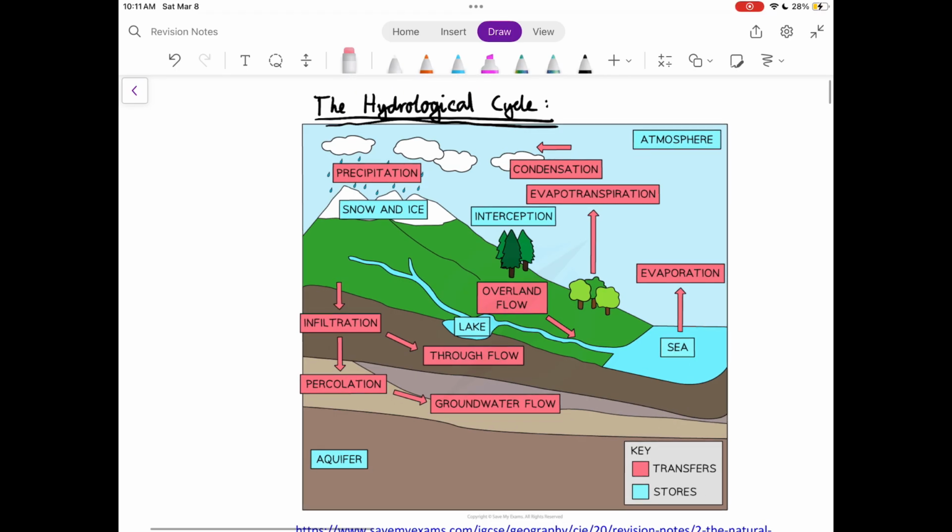So the first thing you need to know about rivers is the hydrological cycle, and it can also be referred to as the water cycle. So this term may be interchangeably used in the exam, so make sure you know what they mean. I'm going to be going through a few of the processes that happen in this cycle, so I'll be giving the definitions of each of them.